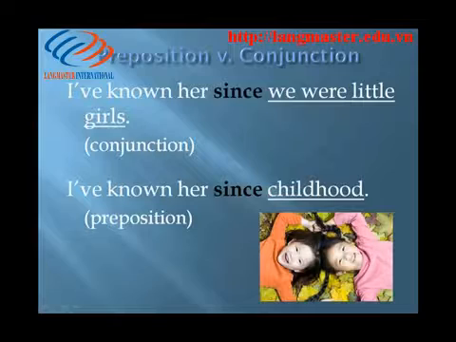Look at the difference between since as a preposition and since as a conjunction. I've known her since we were little girls. I've known her since childhood. The conjunction is followed by a clause, a complete idea with a subject and a verb.